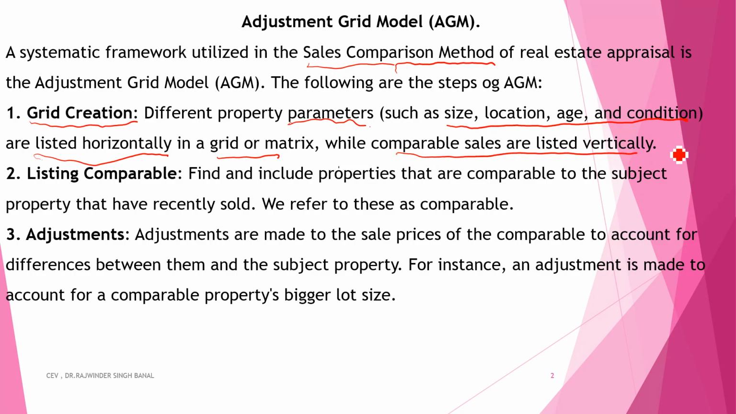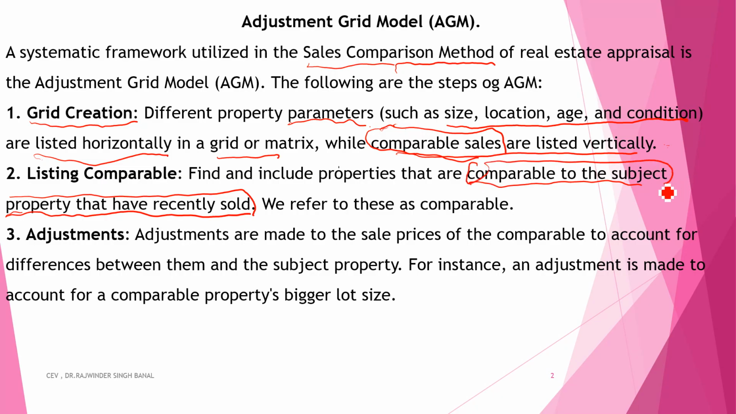So what are comparable sales? These are basically the properties which are comparable to the subject property and have recently sold. So we have to collect the data of the properties which have been sold recently, and which are comparable to the subject property in relation to its size, location, age and condition, etc. So we refer to them as comparables.